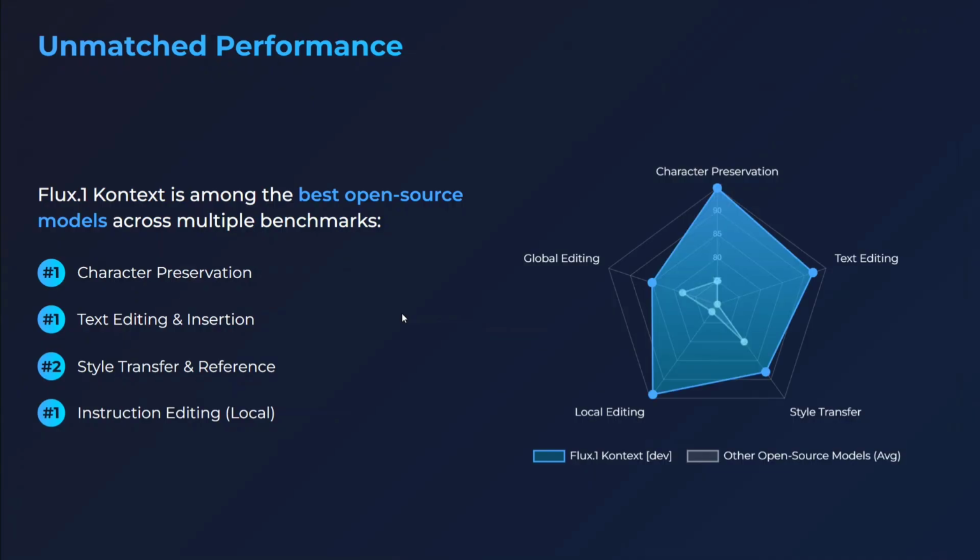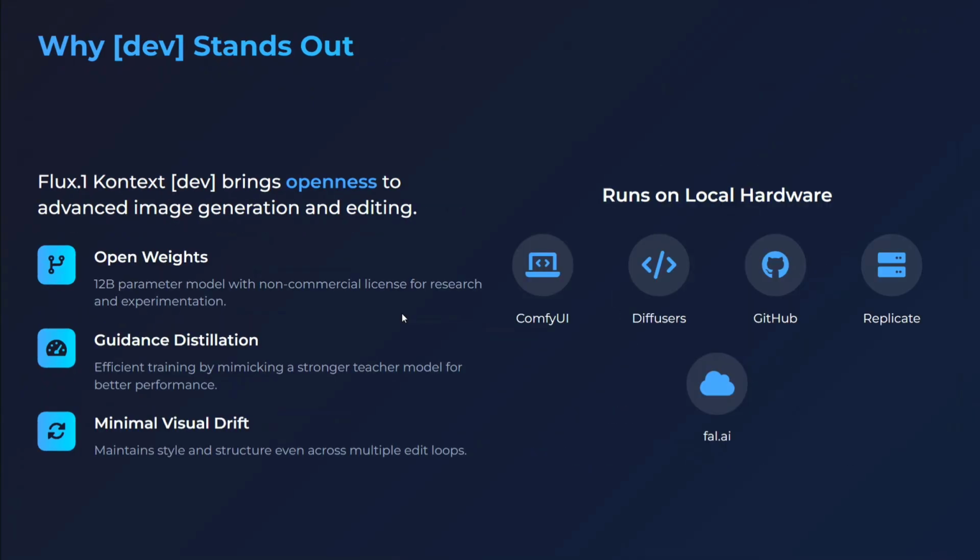Unmatched performance. In terms of the benchmarks that the team has released, it's quite great. It is beating out the GPT model as well. It's number one at character preservation, that is character consistency. Text editing and insertion also, it is quite great as mentioned. We just checked it out, it was not that good, but okay, fine. Style transfer and reference and instruction editing also. The model is quite good and worth trying out, to be honest.